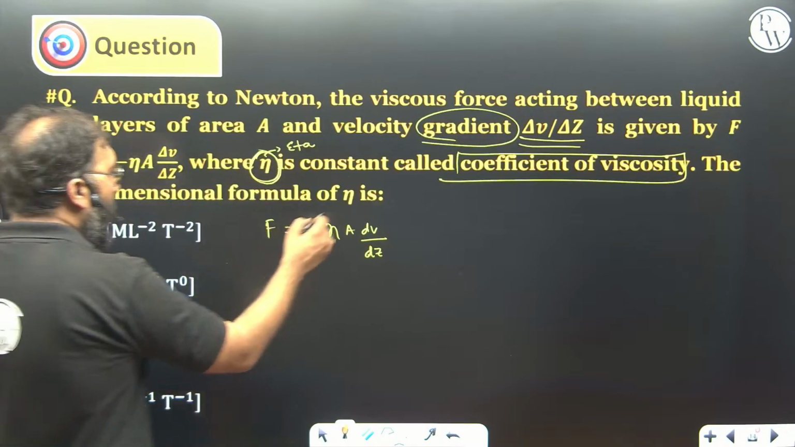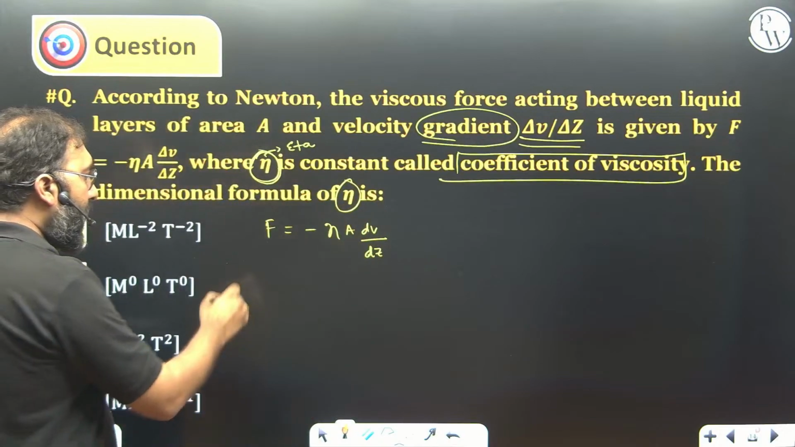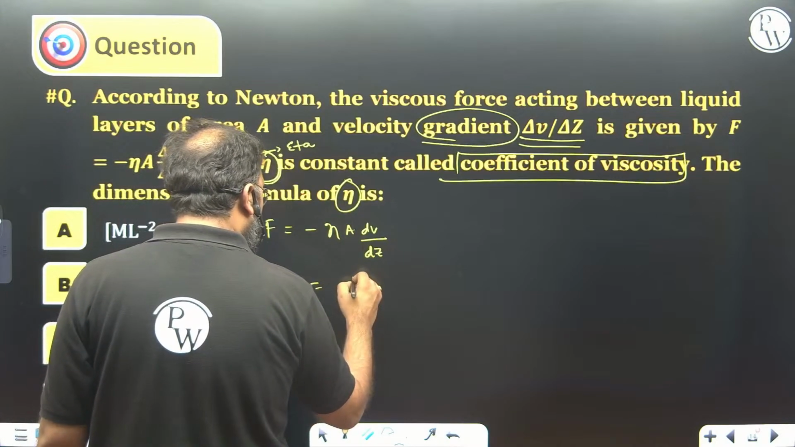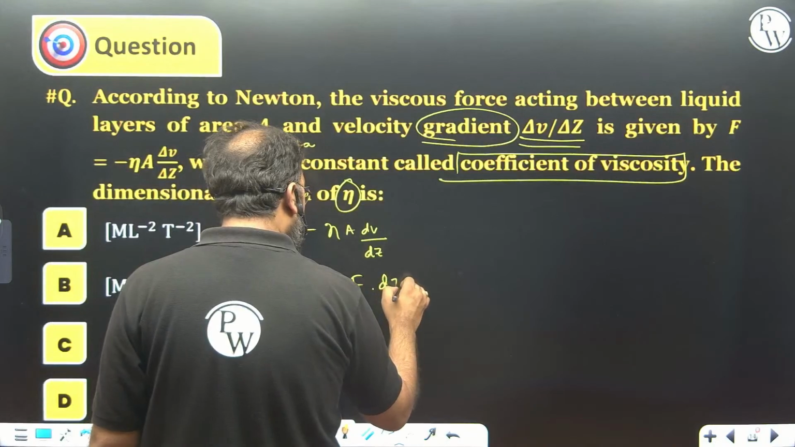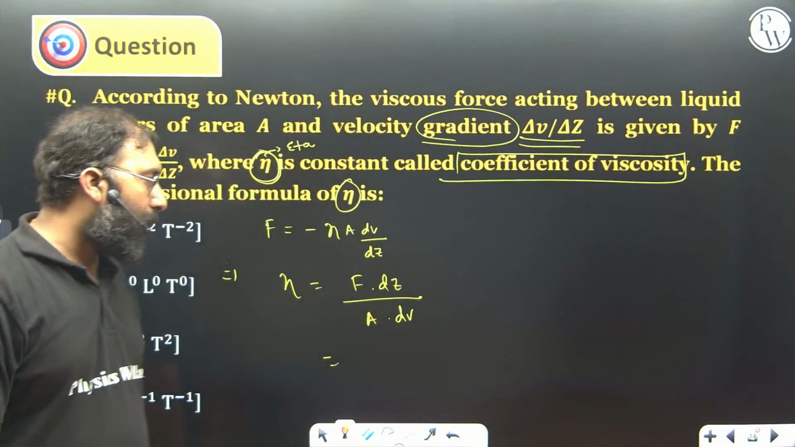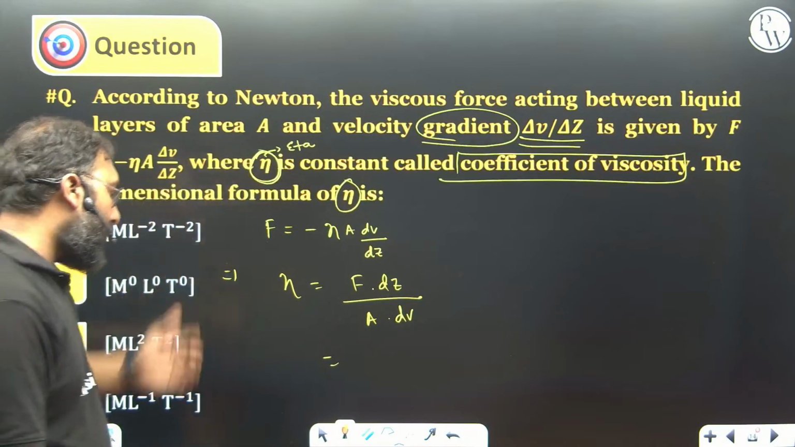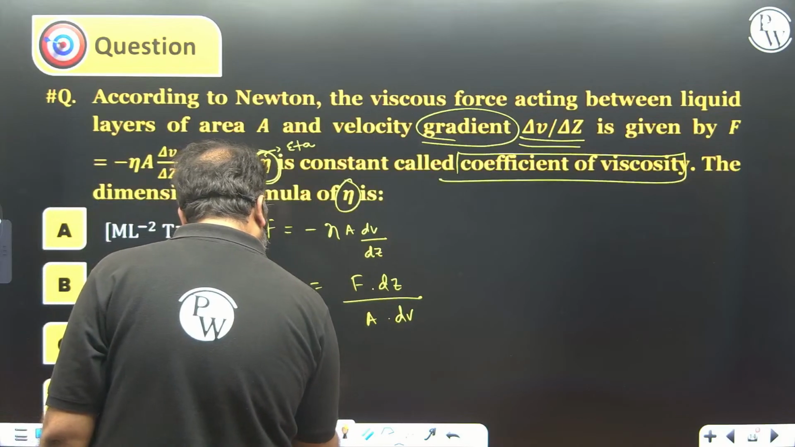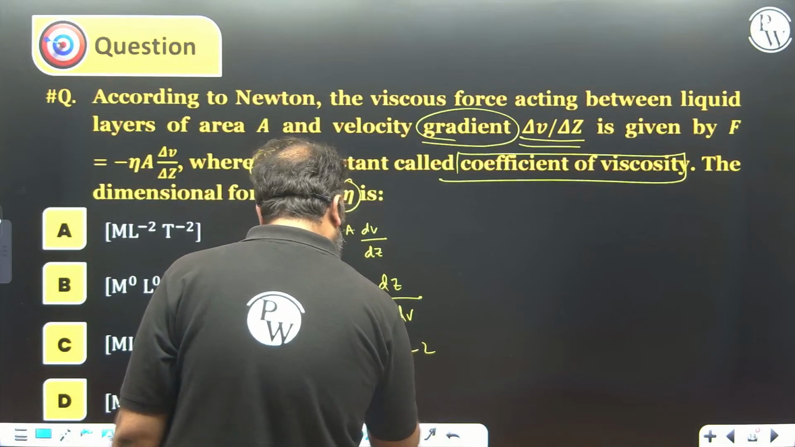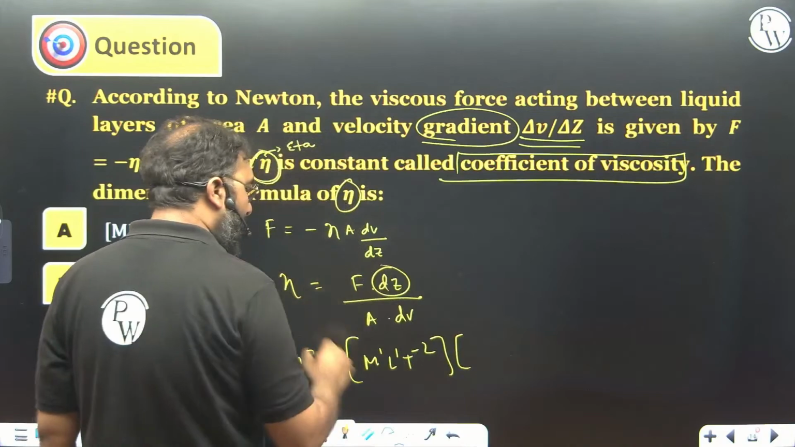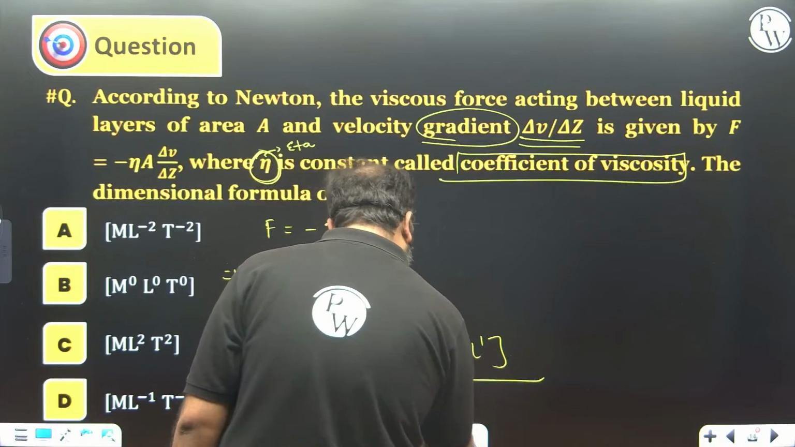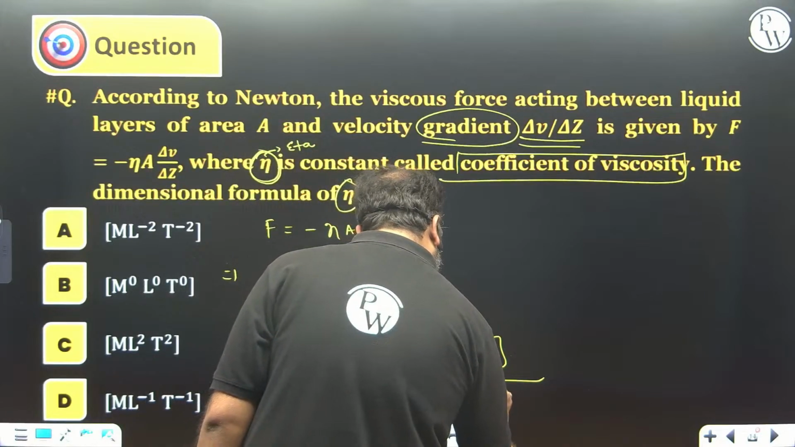So now they are asking the dimension formula of eta. Now it's easy, right? I'll be writing eta is F into dz upon A into dv. F is force here. So the dimension of force is M1 L1 T minus 2. Then it is multiplied by dz, which is length, so L1, upon area which is L square, and dv is velocity, which is L T minus 1.